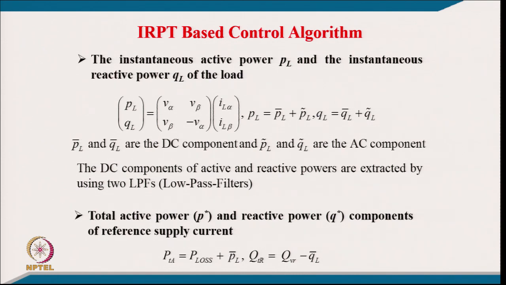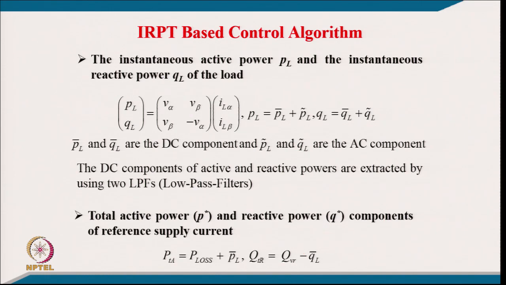So, PL and QL DC are the DC components, and P AC and QL AC are the AC components of the load. The DC components of active and reactive power are extracted using two low pass filters, and we get the total active power drawn from the supply, the loss component and the load active component which have to come from the supply. The fundamental component has to be subtracted, which has to be supplied from here. So, in the supply we must have only the fundamental component.